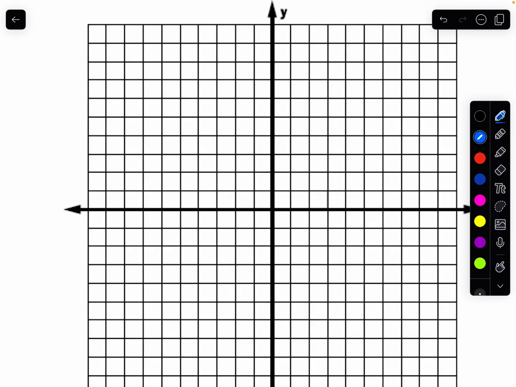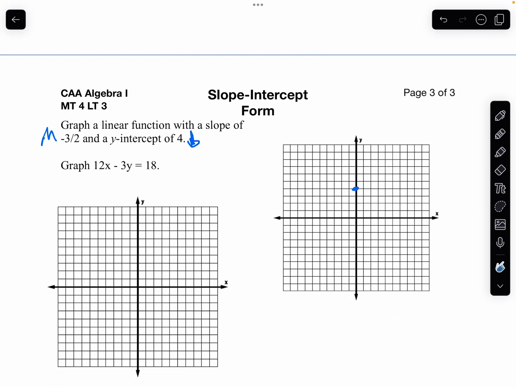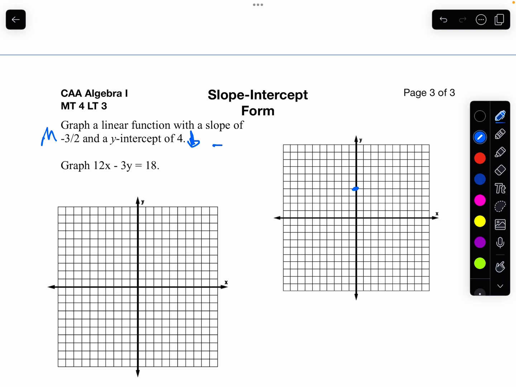1, 2, 3, 4. Put a point. Always on the y-intercept with slope-intercept form. Now remember, only one of these numbers is negative when you have -3/2. I always like to think of the first number as negative, so that means I go down 3 and to the right 2, because right is positive. So at this point, I'm going to go down 3 and over 2.